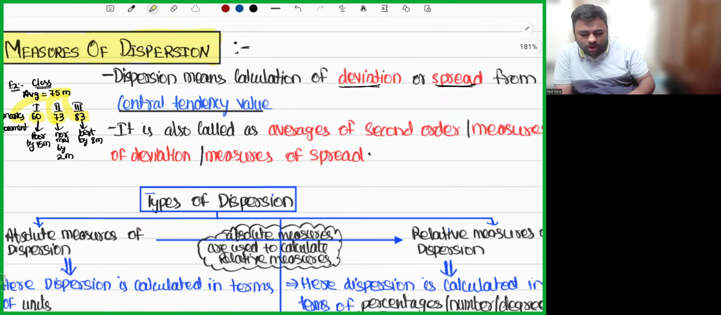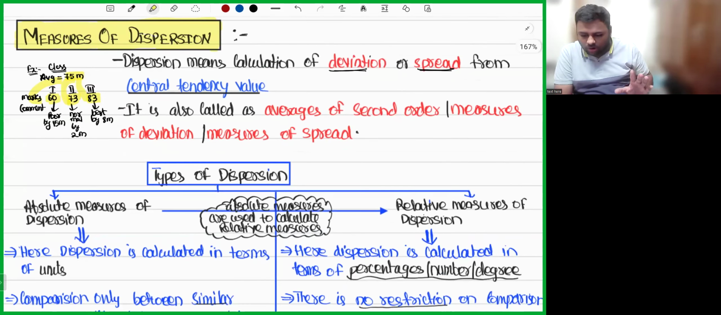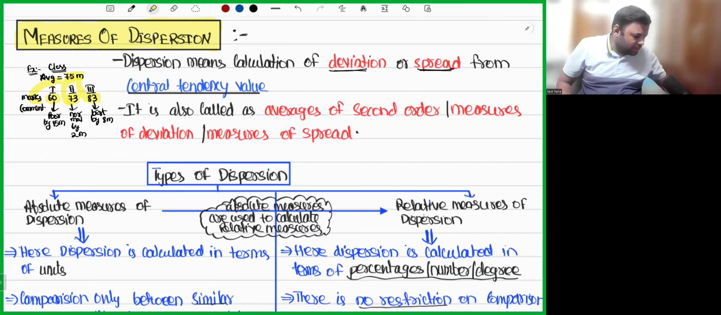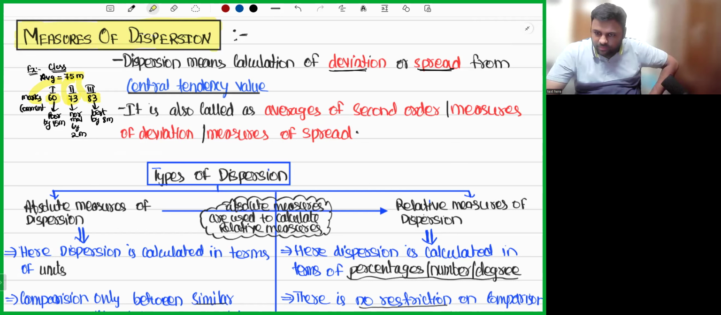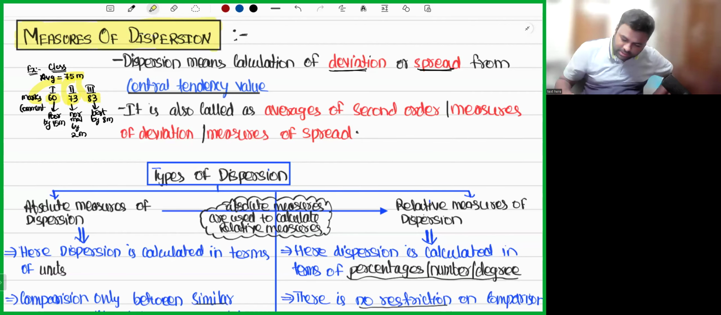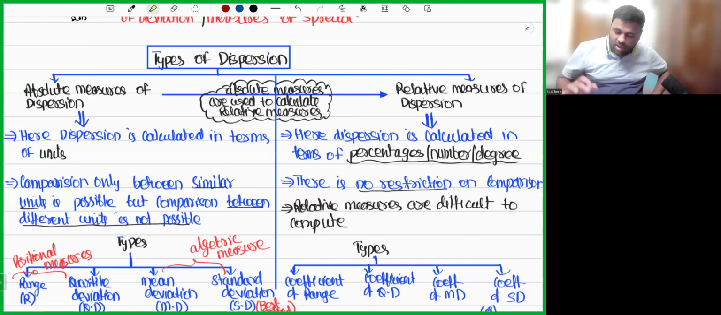Now, what is one more name? It is also called average of second order, or measures of deviation, or measures of spread. Okay, these are other words. Like I said, central tendency is first order, dispersion is second order, skewness is third order, kurtosis is fourth order, in this manner. Next, types of dispersion. Now, how many types of dispersion do you have? You have 2 types of dispersion: absolute measures of dispersion and relative measures of dispersion.